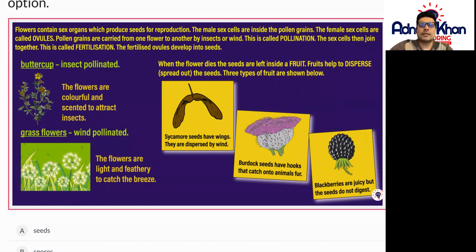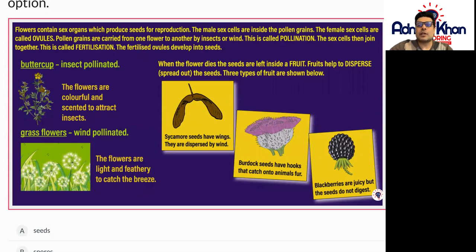So flowers contain sex organs, which produce seeds for reproduction. The male sex cells are inside the pollen grains, and the female sex cells are called ovules. Pollen grains are carried from one flower to another by insects or maybe the wind. And this is called pollination.